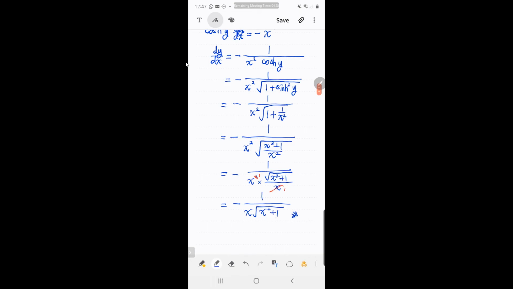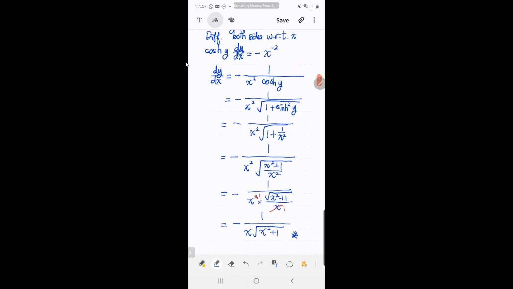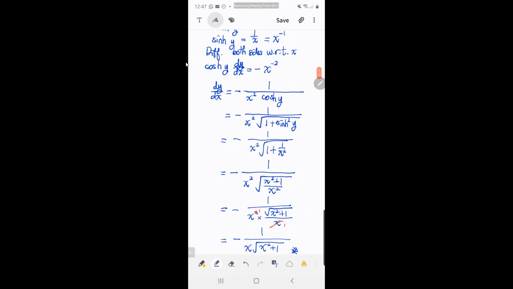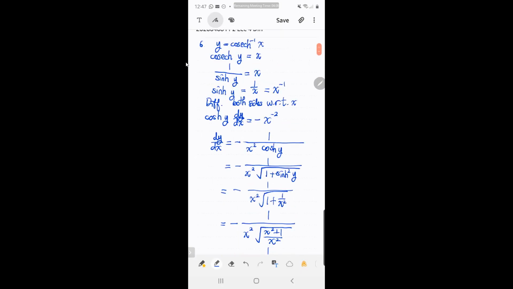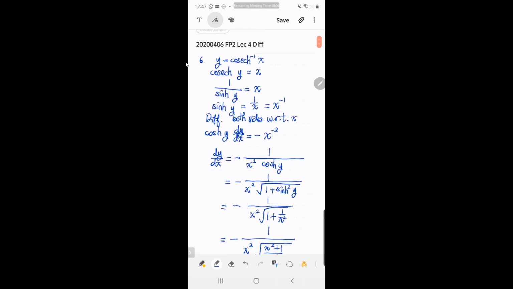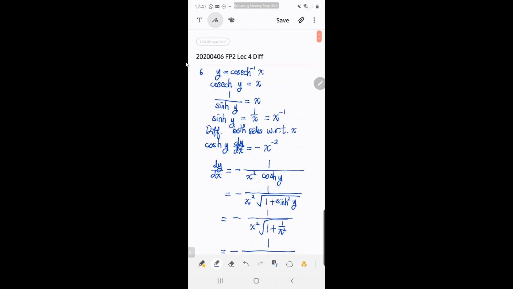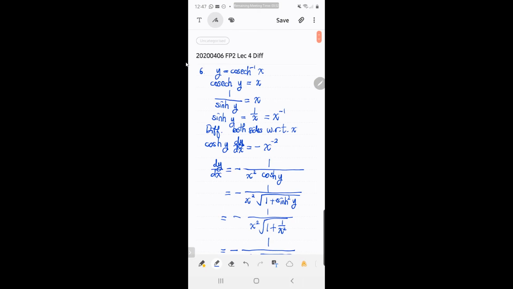Done. Teacher, yes? From the sine y equal to 1 over x, can I just move the sine to 1 over x, then become y equal to sine inverse 1 over x, then just use the formula in the data booklet? Can I? Is that faster? Probably that one is faster. Then you can continue with that, no problem.